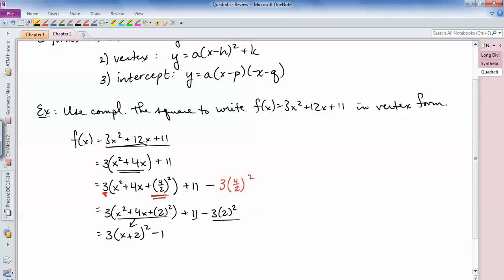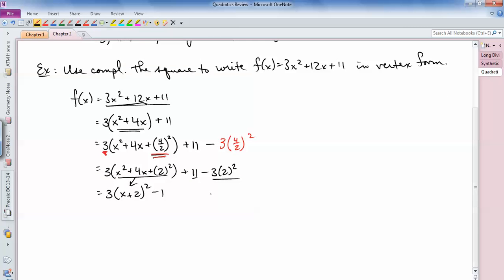And if you look at it, we're done. It is now in vertex form. So I can now say, look, my vertex is at negative 2, negative 1. It opens upwards because a is greater than 0, which is 3. You could graph it just by plotting a few points, but the key point here is the vertex.